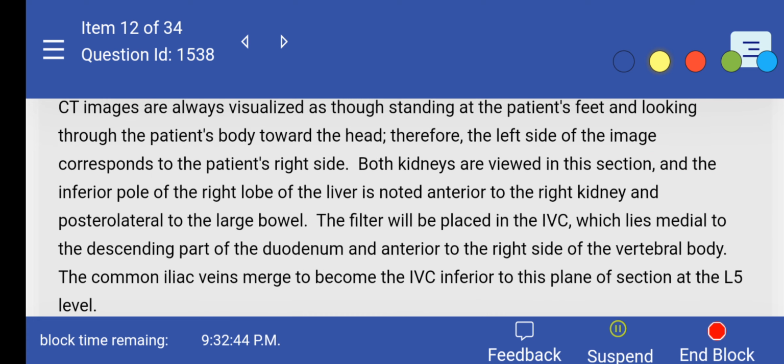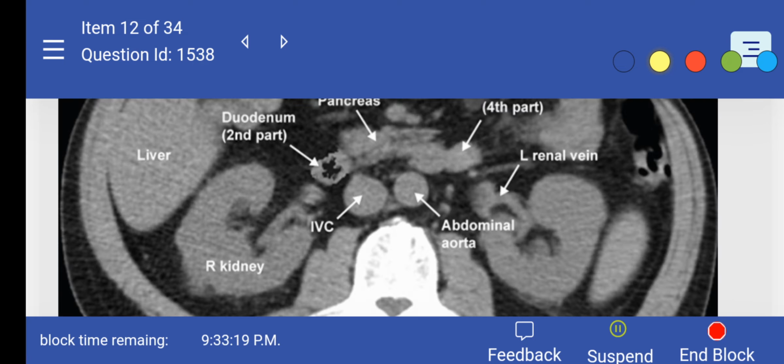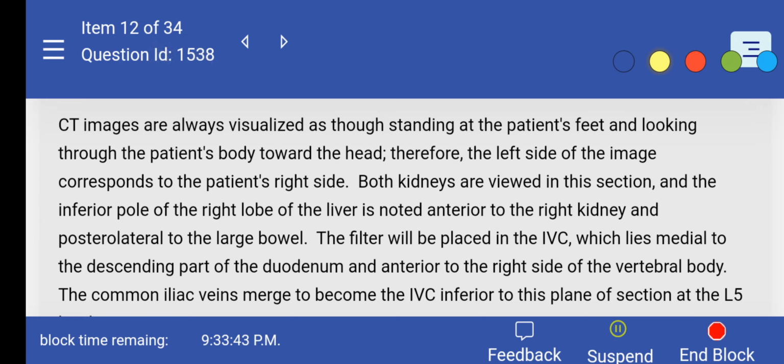CT images are always visualized as though standing at the patient's feet. So we are looking from the side of the patient's feet and looking toward the patient's head. Therefore the left side of the image corresponds to the patient's right side. Okay, that means, let's say this is the patient, and we are looking from here, right? So this one is the right side and this one is the left side, right? Both kidneys are viewed in this section.